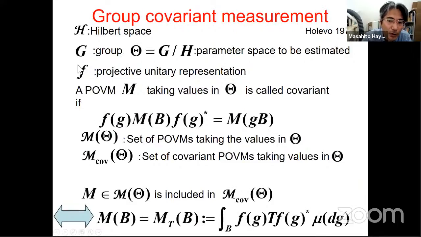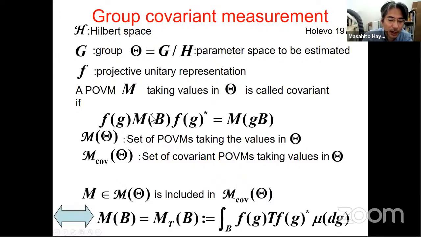So in that situation, there is a formulation of the group covariant measurement. In that case, this part is the same as previous, and we have a P of M. P of M is a measurement. The measurement somehow depends on the subset of the outcome. We have some positive operator. That positive operator needs to satisfy this condition. This is a covariant condition.